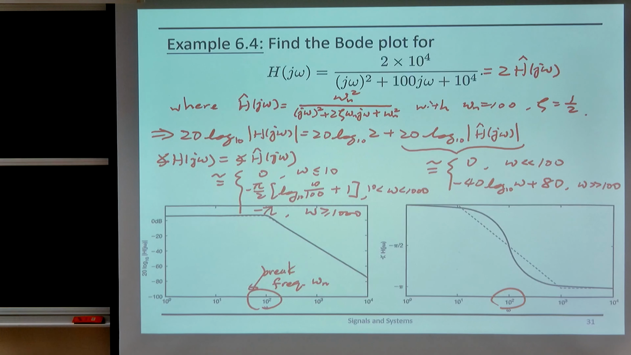So this is pretty simple, because this is just a constant scale of the original second order system. Now let's look at a more interesting case.